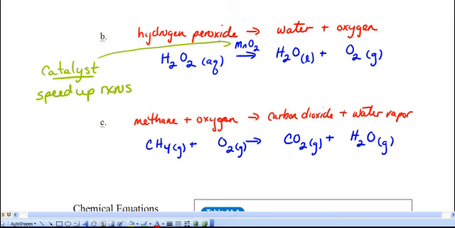So that's how you write out reactions. In the next podcast, we're going to start to show you how to balance equations.